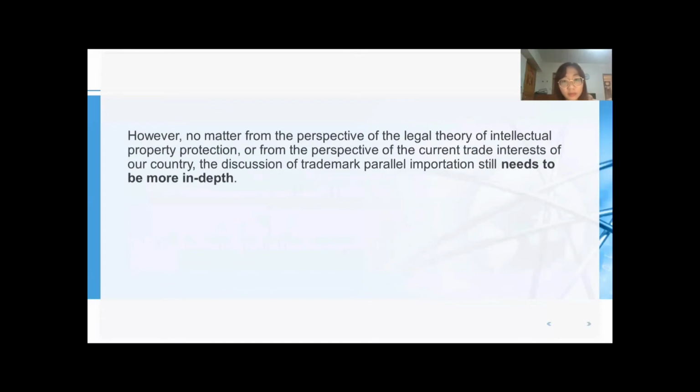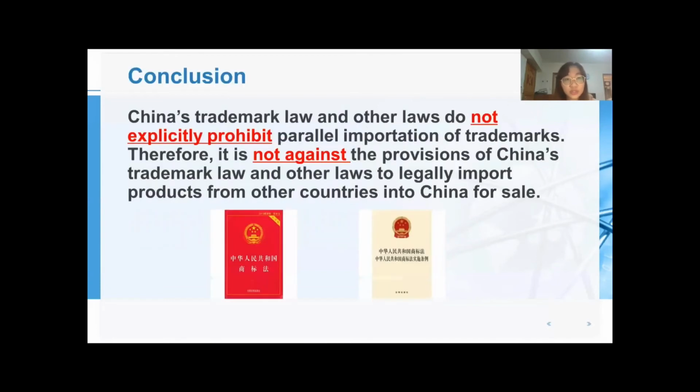However, no matter from the perspective of the legal theory of intellectual property protection or from the perspective of current trade interests of our country, the discussion of trademark parallel importation still needs to be more in-depth. Now we can draw a conclusion. China's trademark law and other laws do not explicitly prohibit parallel importation of trademarks. Therefore, it is not against the provisions of China's trademark law and other laws to legally import products from other countries into China for sale.